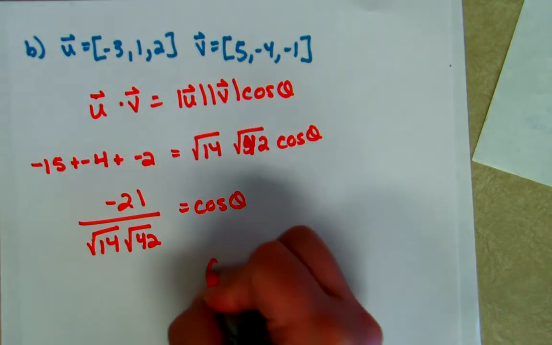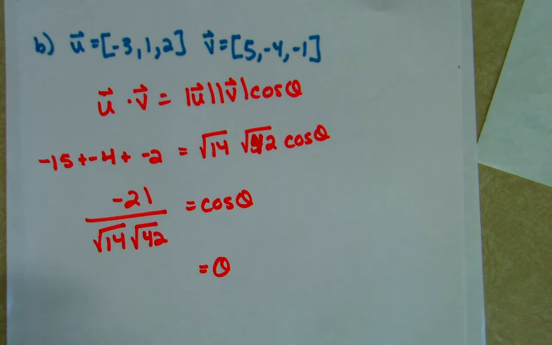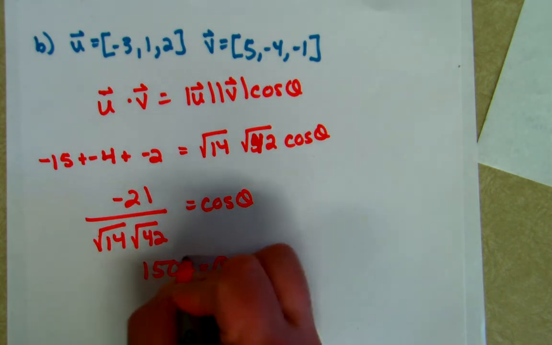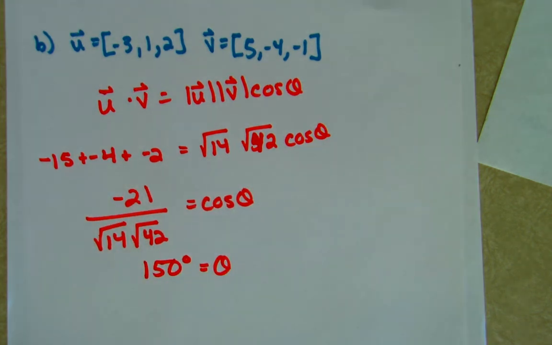And now I'm going to use my calculator to find the second cos of that. So negative 21 divided by bracket, root 14 times root 42, close the bracket, and then shift cos, second cos, inverse cos, whatever it is on your calculator. So the angle between them is 150 degrees.